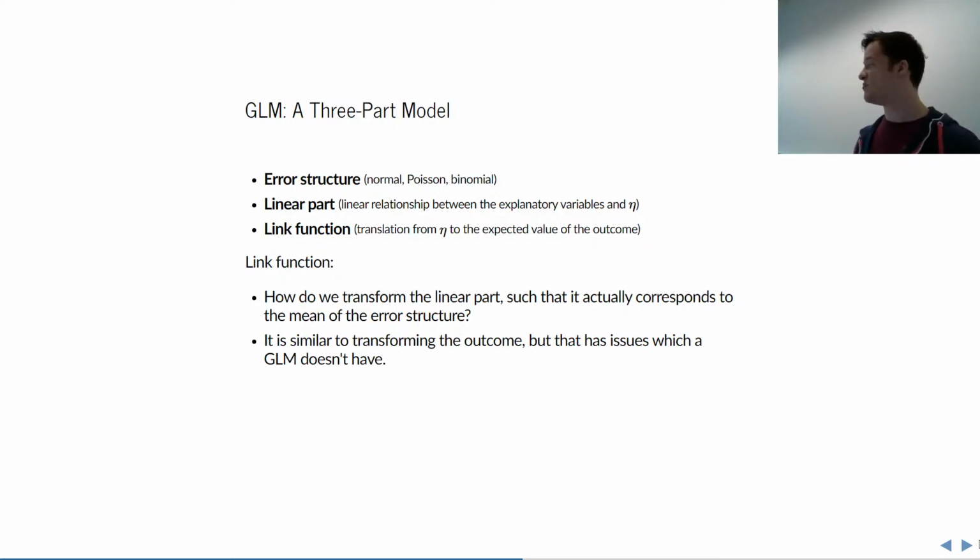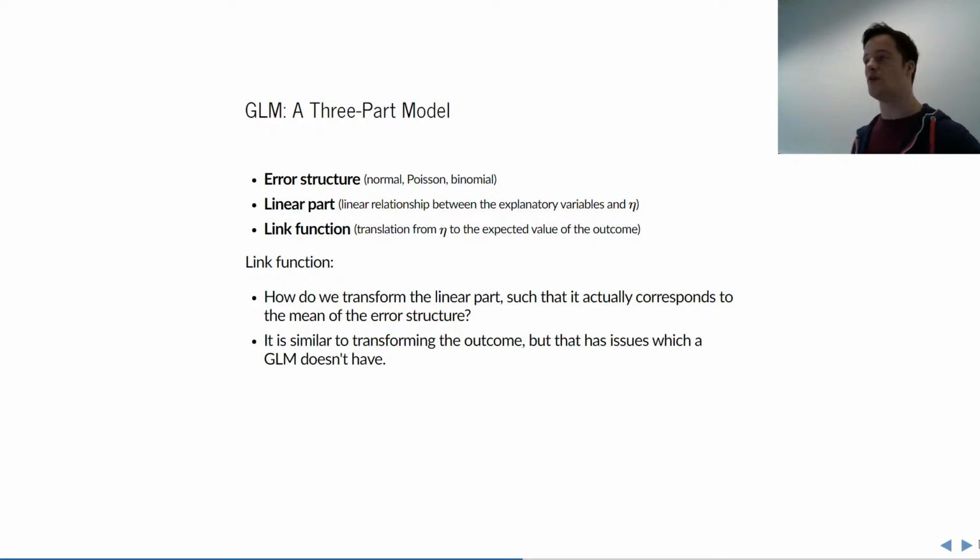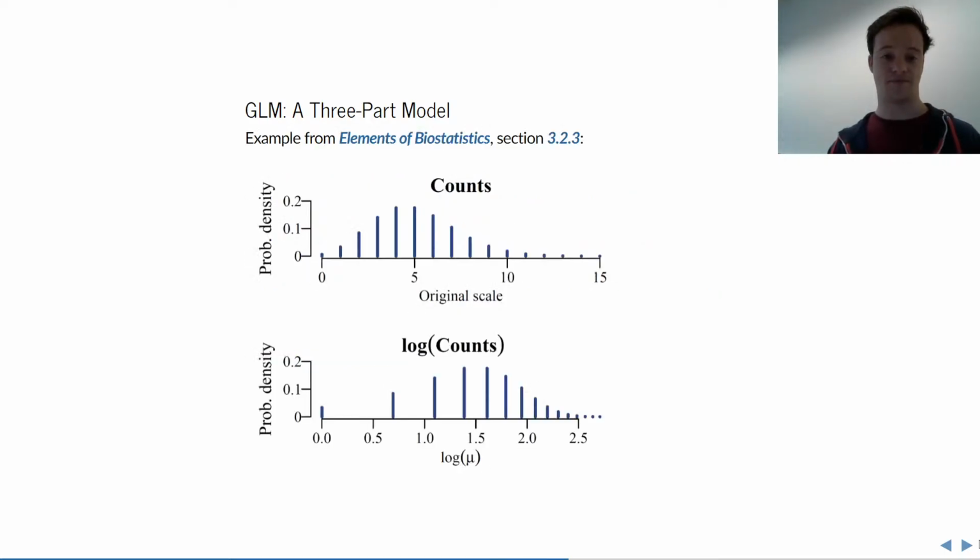GLM is a better solution to it, because if you are translating the expectation, that's like only translating the systematic part, and you're leaving the errors untouched, and those you can just give a sensible choice of a probability distribution, so normal, Poisson, or binomial. When you transform your outcome, you are ignoring the fact that there is error in your outcome. So you are also transforming the error, and that makes it really difficult to get good estimates on the original scale. And the GLM doesn't have that problem.